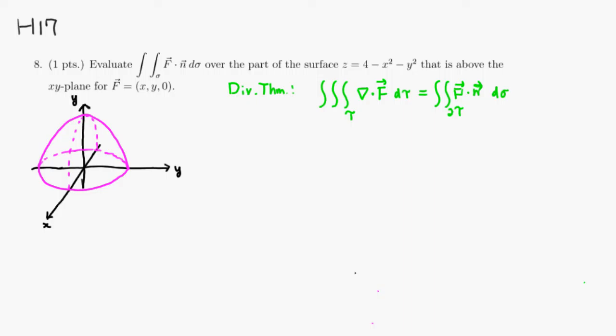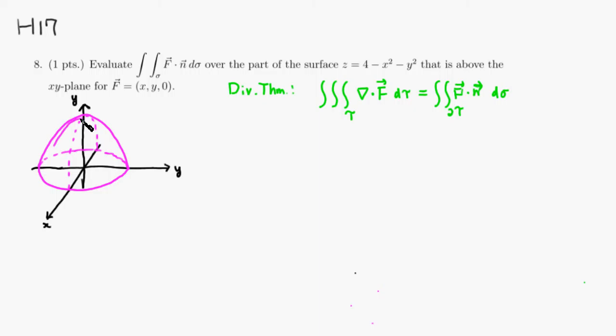Alright, let's look at homework 17, problem number 8. Let's evaluate this double integral using the divergence theorem. In order to do this, we need to add one more surface, because this is a surface: you have a paraboloid over the xy plane. So we're looking at the surface here.